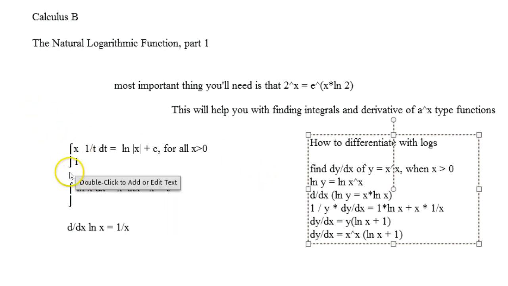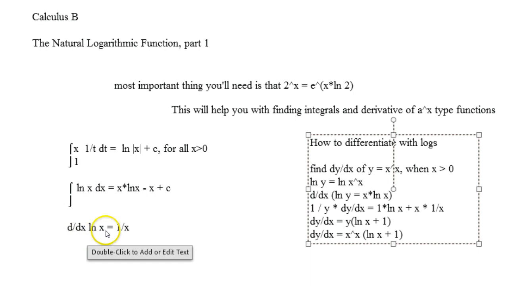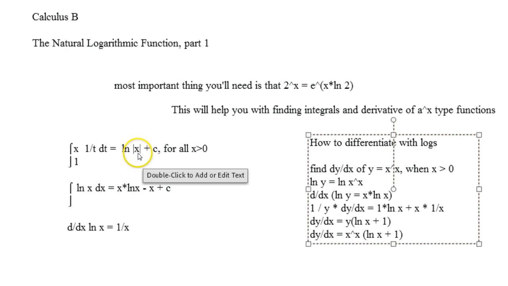And the integral of 1 over x dx, in this case, is going to be the integral from 1 to x of 1 over t dt, which is the natural log of the absolute value of x. So when you're going backwards, from the derivative back to the function, you need to include this absolute value portion right there, okay? And it's going to be plus c.